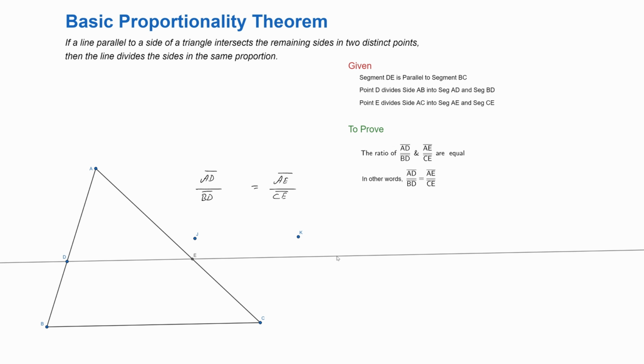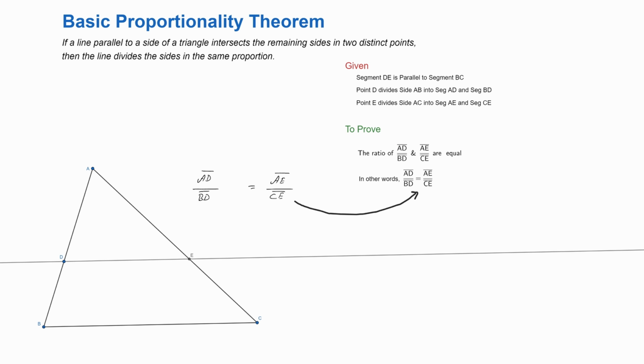I'm going to copy it here. Now as you can see, this is exactly what we need to prove in the basic proportionality theorem. So that's a little bit detailed. I've tried to be as explanative as I can, so that anybody who is watching and who is trying to understand this proof of the basic proportionality theorem, they are able to understand it.